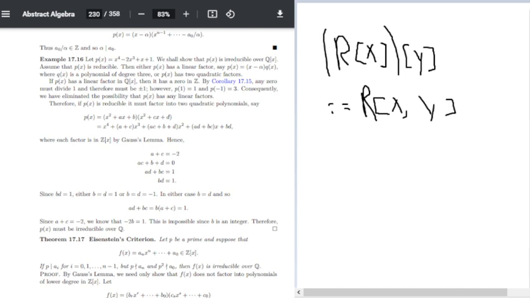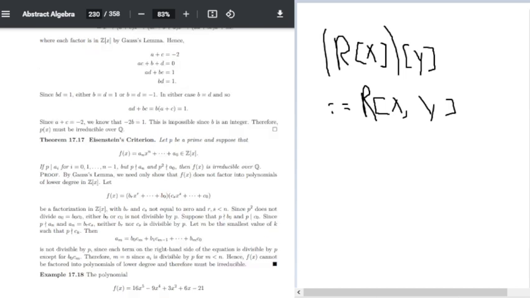In either case, b is equal to d, and so ad plus bc is equal to b(a plus c) is equal to 1. Since a plus c equals negative 2, we know that negative 2b is equal to 1, and this is impossible since b is an integer. Therefore, p of x must be irreducible over Q. Whew, that is a very powerful theorem. That's good. That's good stuff.